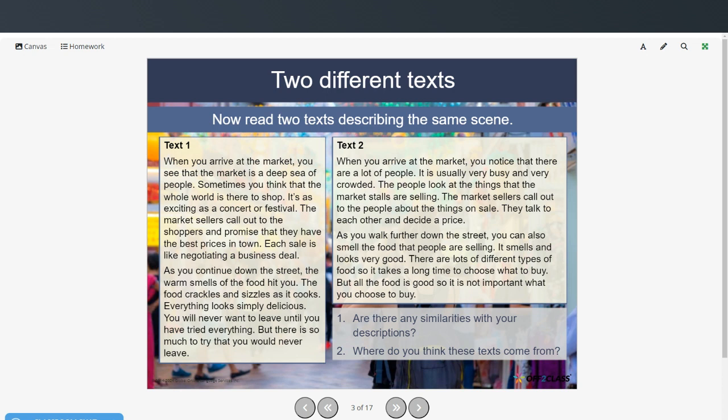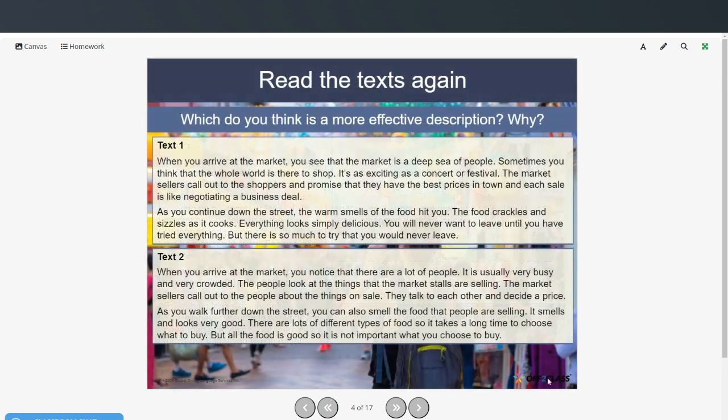So, are there any similarities between the description and how you described the picture? And where do you think that these texts come from? Just take a guess. And which one do you think is more descriptive? You can read these again on your own, but then answer that question. Which one is a more effective description and why?